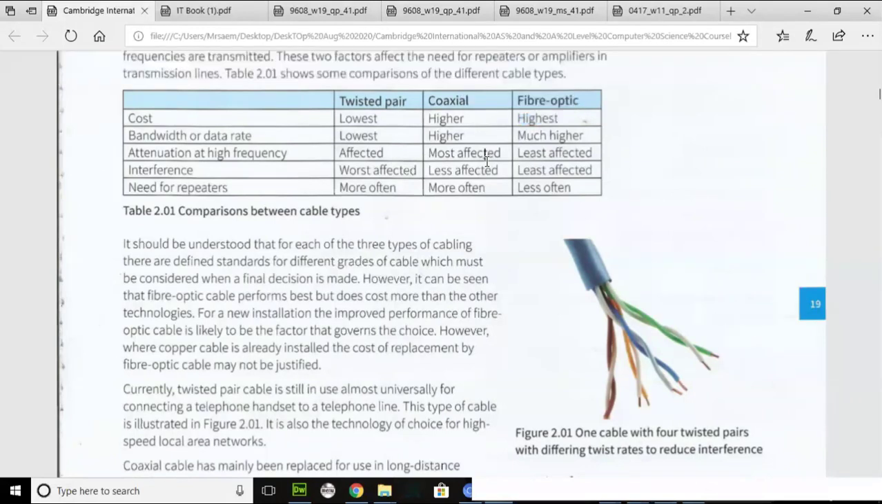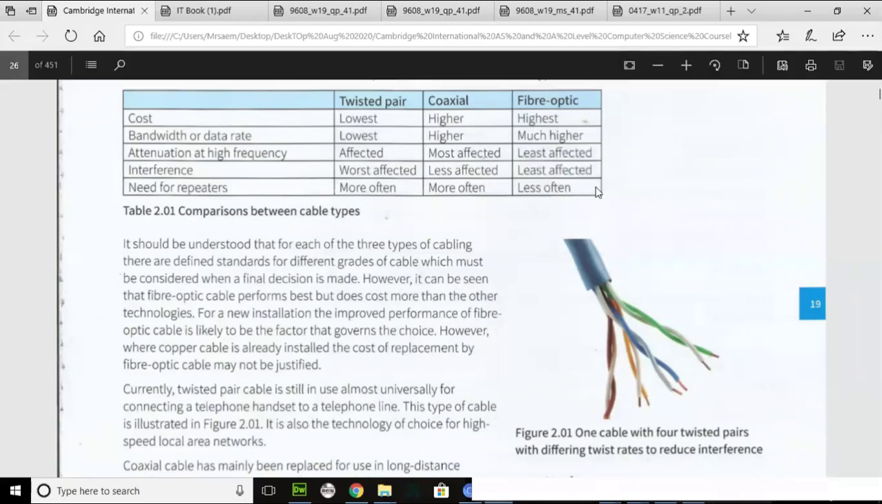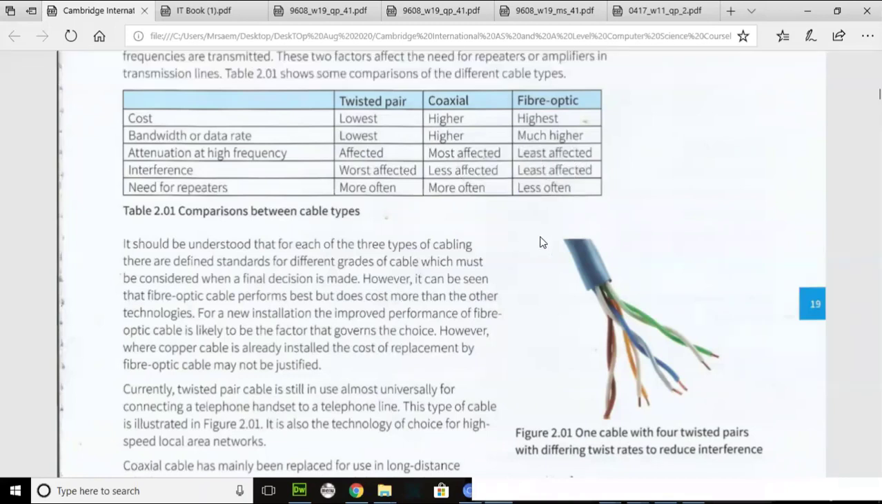obviously. I would add something to it as well. The technical expertise that is required to install and maintain fiber optic is also high. Overall cost is high. Attenuation obviously is reduced because you don't need a lot of repeaters. You need repeaters less often to repeat the signals. Interference is less affected.